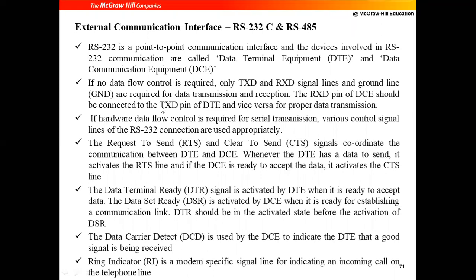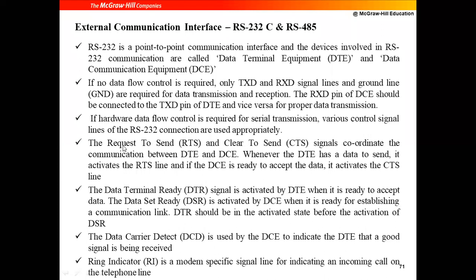Okay, that is how the communications are done. Now suppose that we require the control signals, or the flow control, for the serial transmission. Then these are the steps involved. Step number 1 is request to send. It generates the RTS signal first.